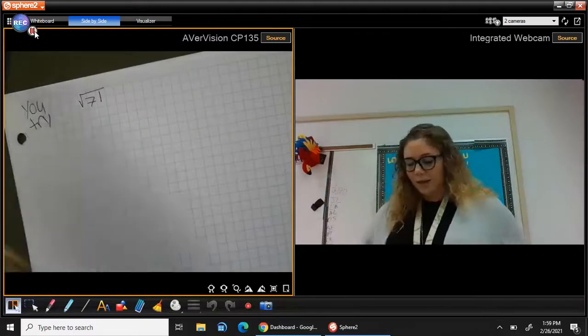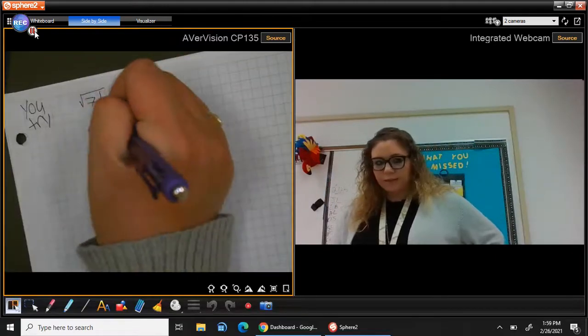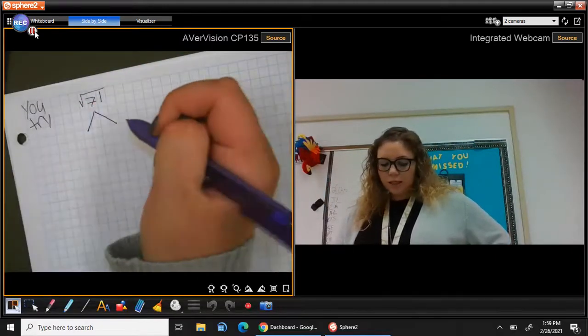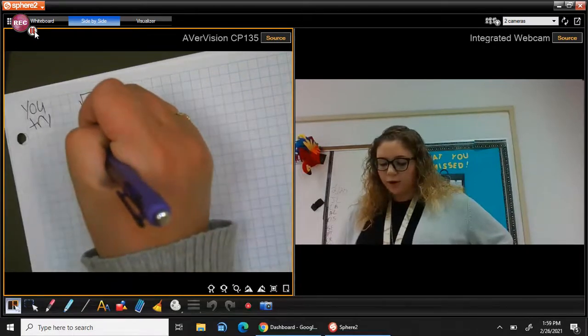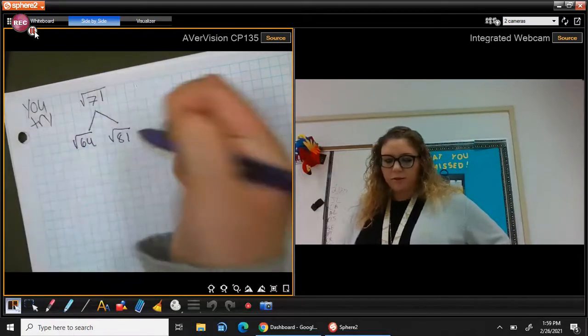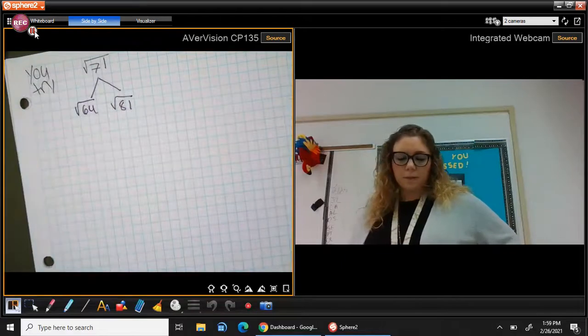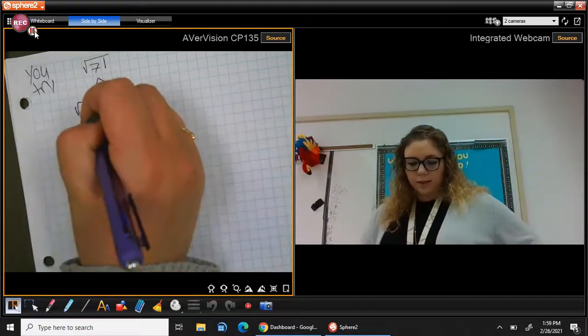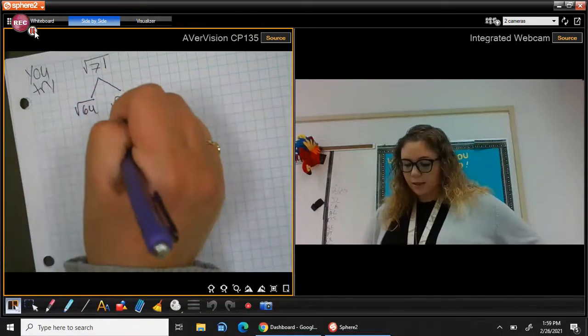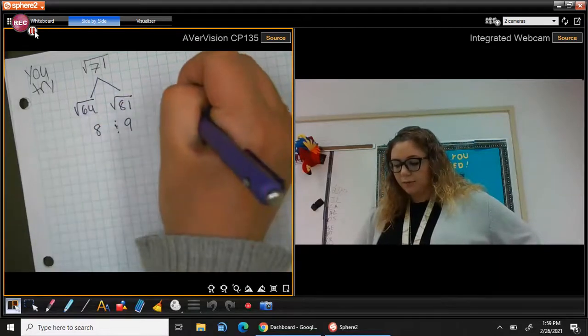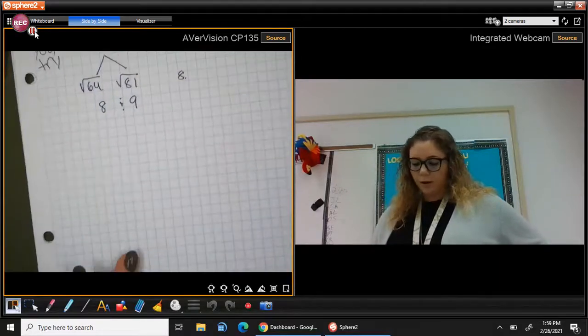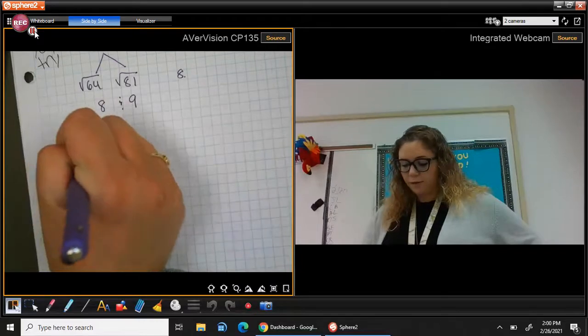Okay, welcome back. So the two perfect square roots that 71 falls between are going to be the square root of 64 and the square root of 81. Okay. Square root of 64 is 8 and 81 is 9. So we know it's going to be 8 point something. I'm going to always start with 8.5.